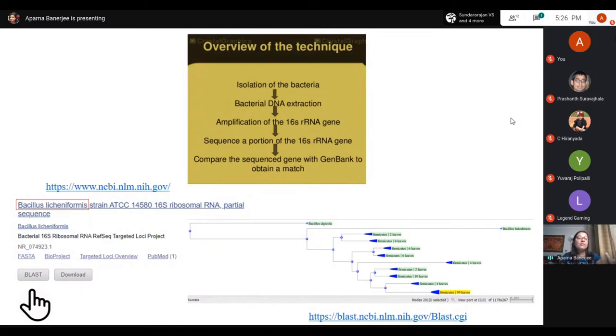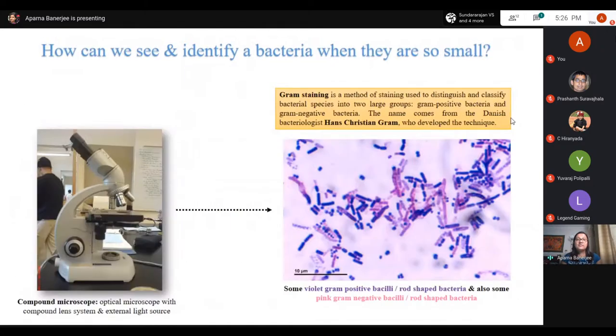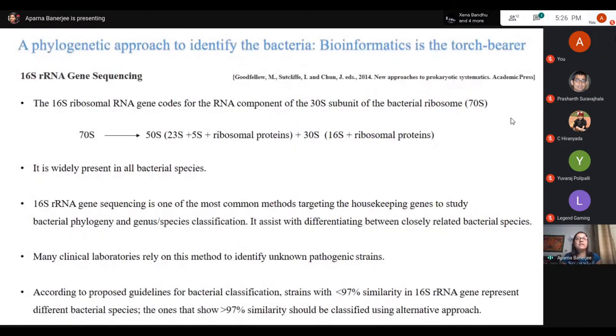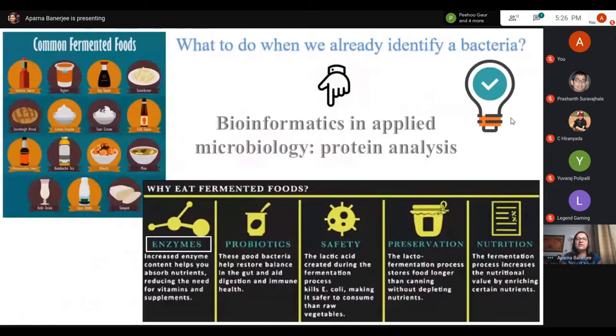So now we get to know that when we are seeing one bacteria in microscope, how we can get to know with the help of bioinformatics which bacteria they are. And we can just get to know which bacterial genus it is, which bacterial species it is. So now let's think about when we identify a bacteria, how we can get to know how they are helping us. And there also is the application of bioinformatics in microbiology to protein analysis.